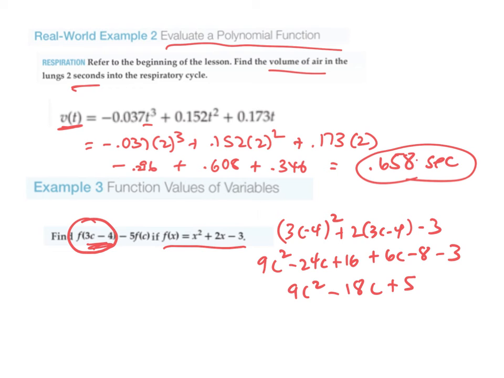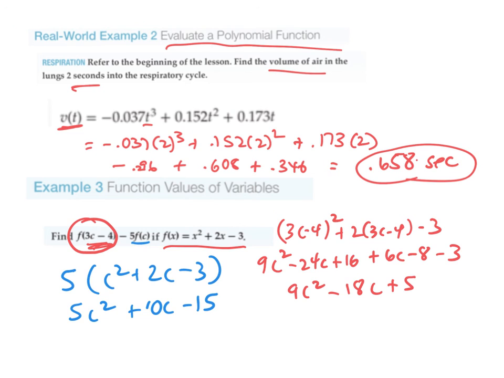Now we're going to do the other part, and I'll do that in another color here. I'm going to do the 5 times f of c. So I'm going to substitute c into the function, and I'm going to multiply that all by 5. So if I substitute the c in, it's c squared plus 2c minus 3. And I'm going to multiply that by 5 because that's the function part. So this is 5c squared plus 10c minus 15.